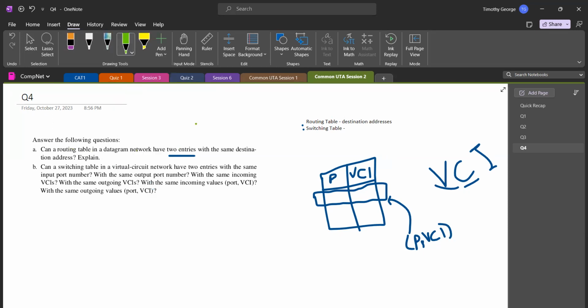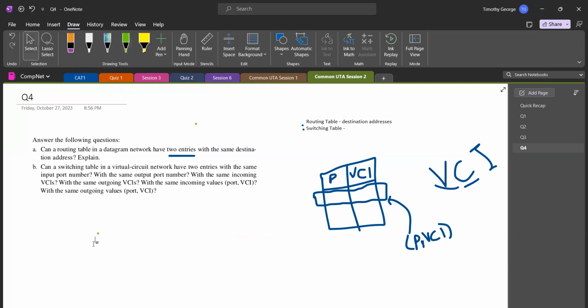Can a routing table in a data network have two entries with the same destination address? No, it cannot, because the destination address is the main thing in the routing table. If two entries had the same destination address, say a packet A sent to C, and then a packet A sent to B, where should it go, C or B? It will not know. That's why it's not possible for a routing table to have two entries.